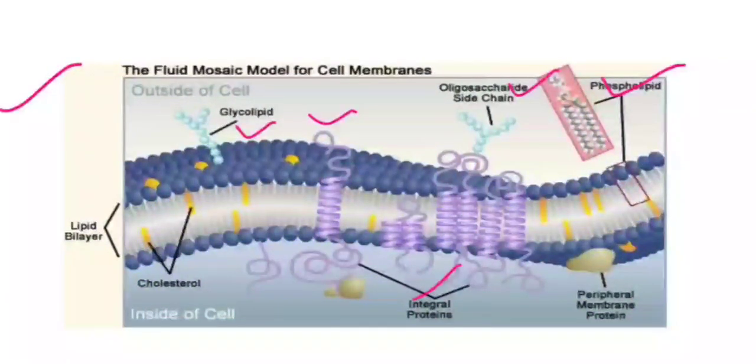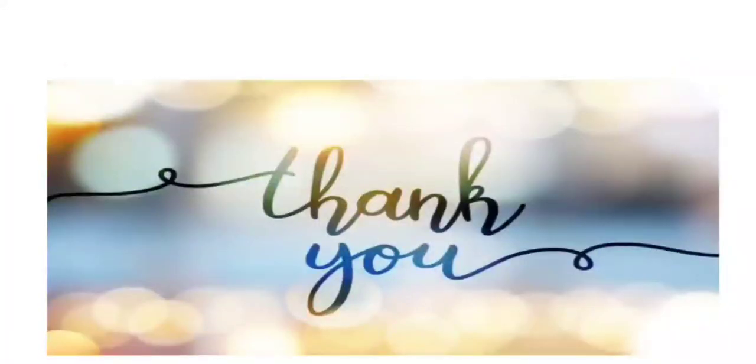Fluid mosaic model can be represented in this way also. These are the phospholipid bilayers. Here you can see, then cholesterol unit. These are the integral proteins. Peripheral protein, then phospholipids and oligosaccharide or glycolipid components. That's all about it. I hope you enjoyed this. Thank you.